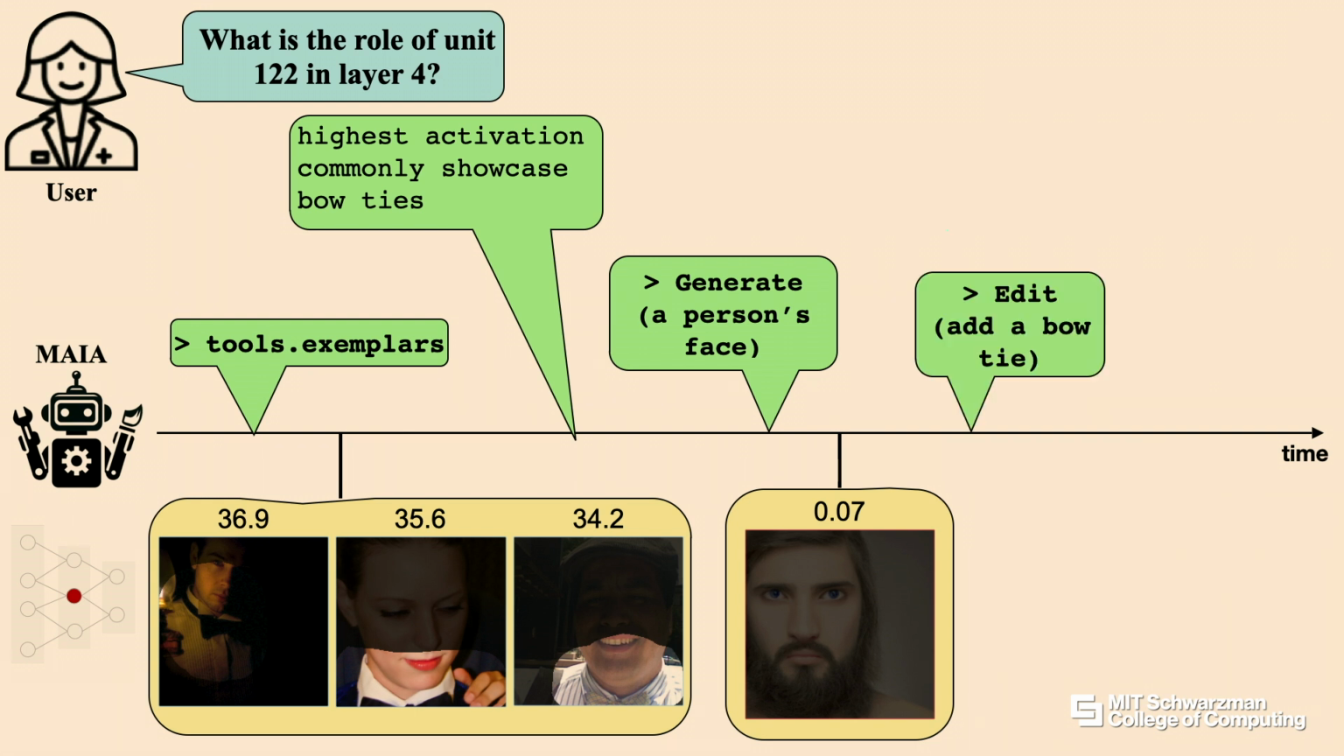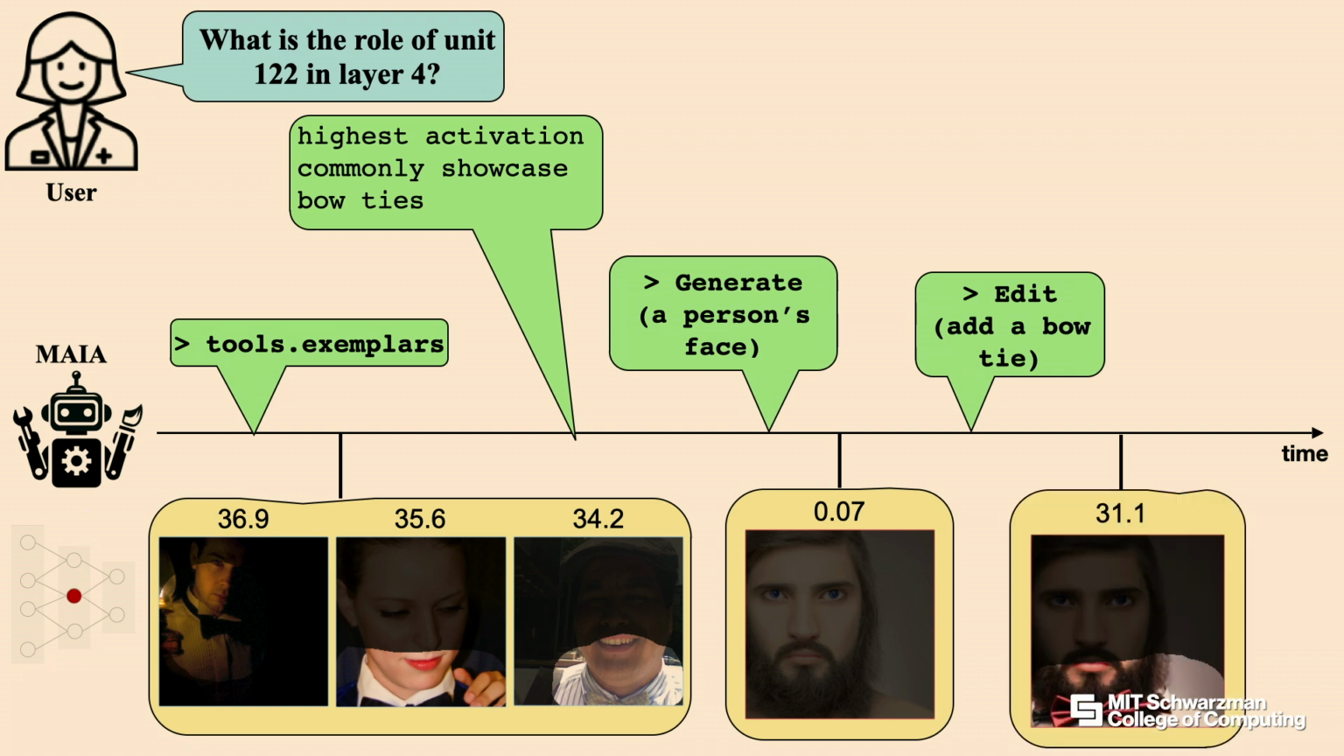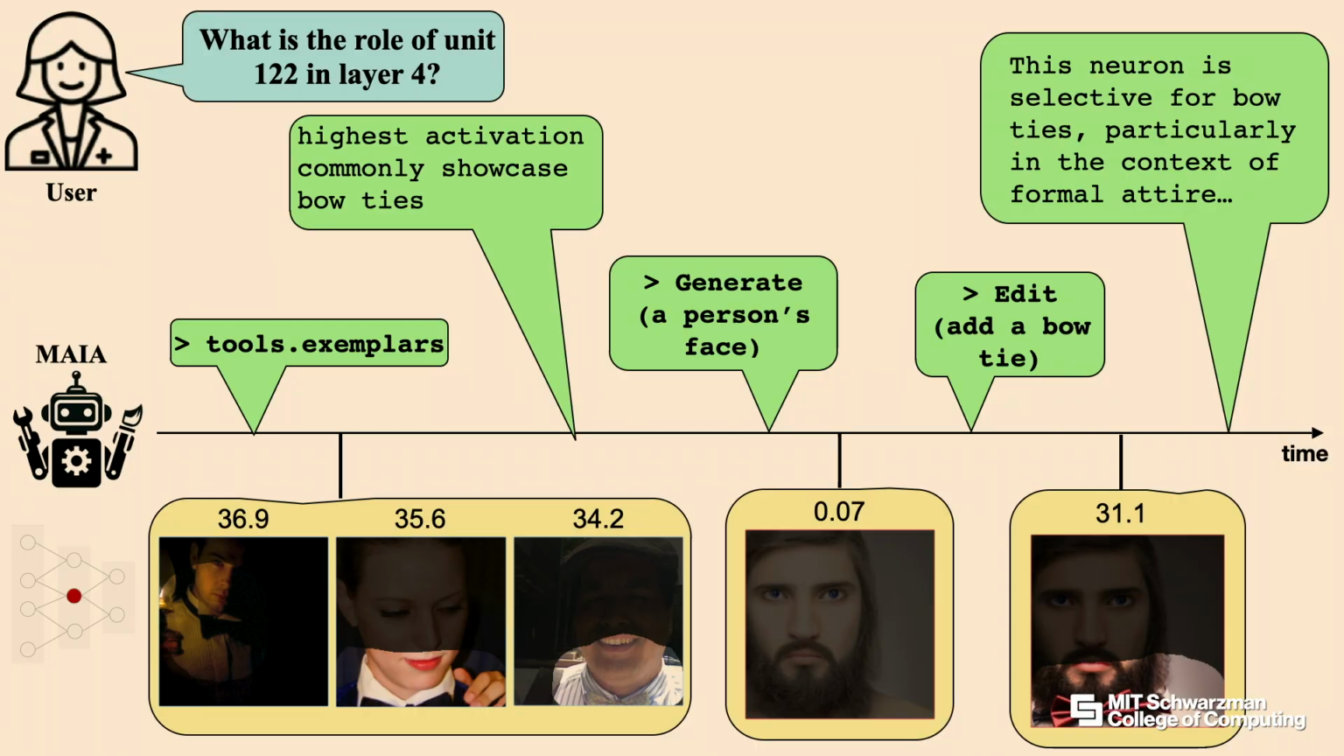So now it says, well, now let's edit this picture and add a bow tie to it. And just by doing that change, suddenly the activation goes up again. And this image, the only difference with the previous one is that it contains a bow tie. All the rest of the pixels are more or less identical. This is another tool that I describe later that is capable of taking an instruction and changing the content of a picture. So now it concludes, well, this neuron seems to be selected for bow ties, particularly in the context of formal attire, because it performs more experiments.